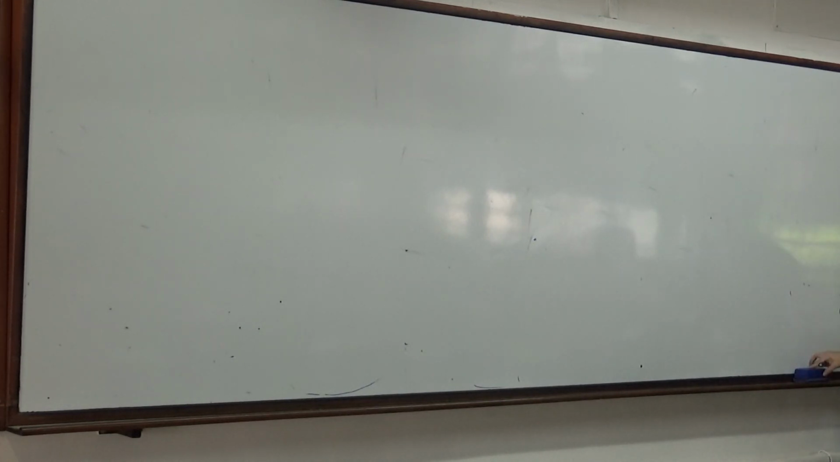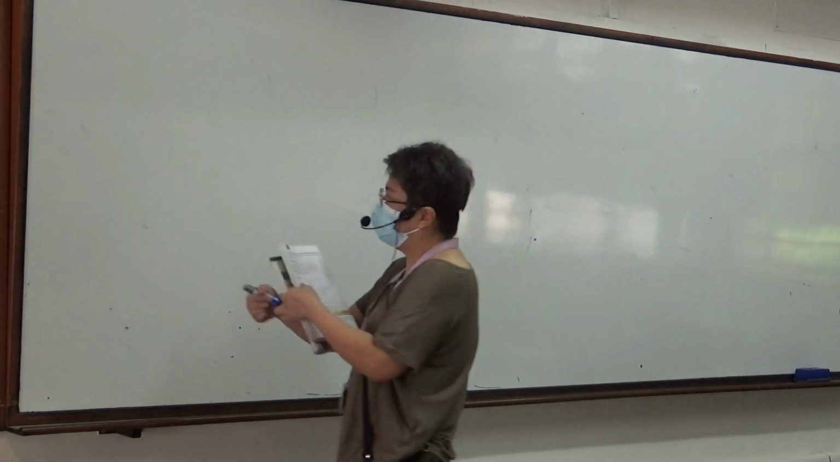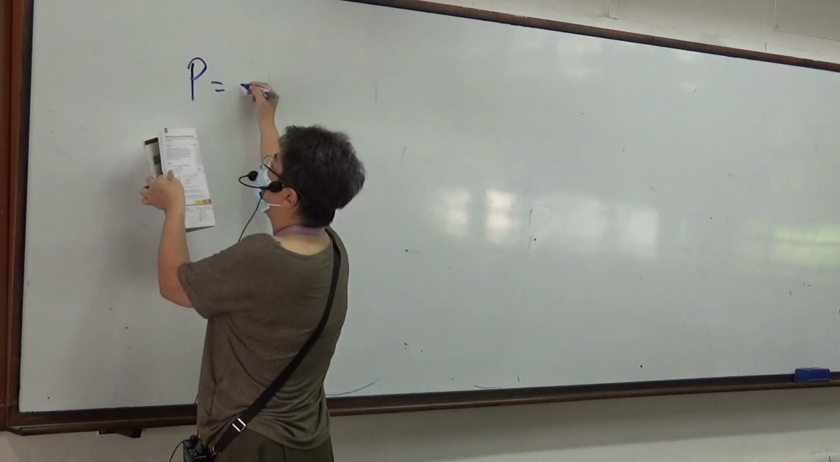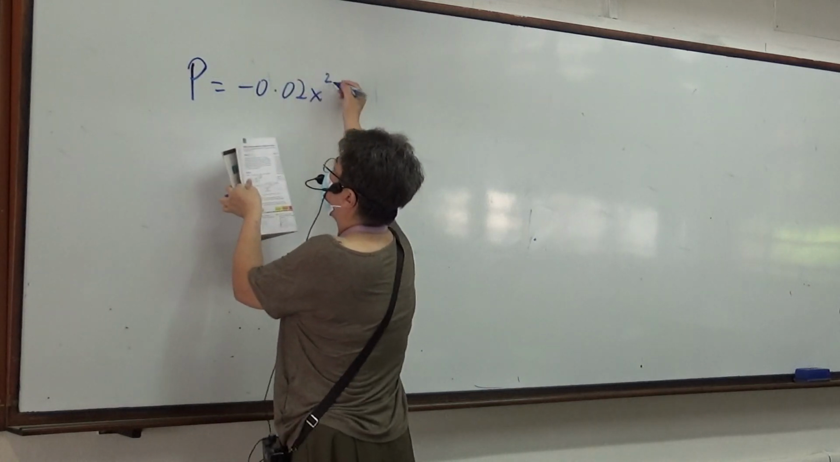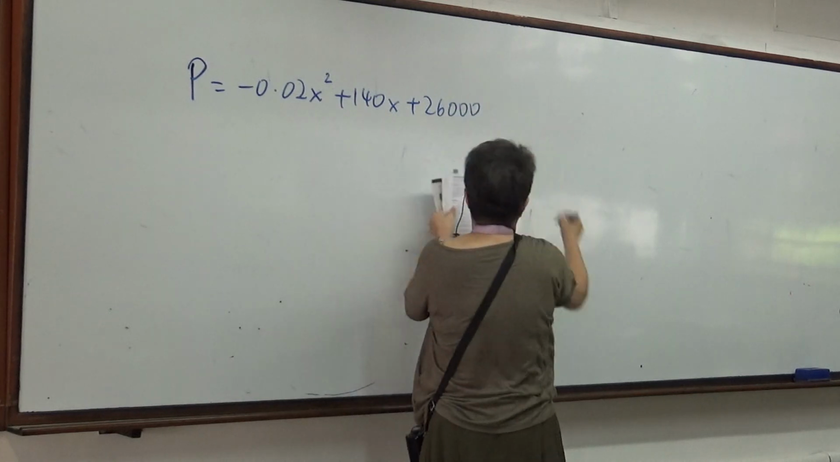Okay? I want all of you to look at example 11. Okay, all look at the board. Alright? The net profit in thousands of dollars P of making x thousand units of cars in a company can be modeled by P equals negative 0.02x squared plus 140x plus 26,000. Okay?